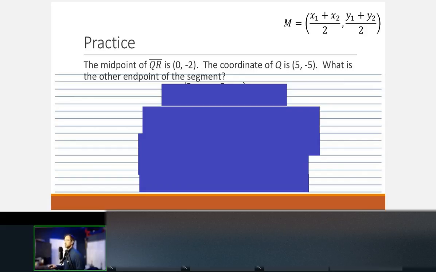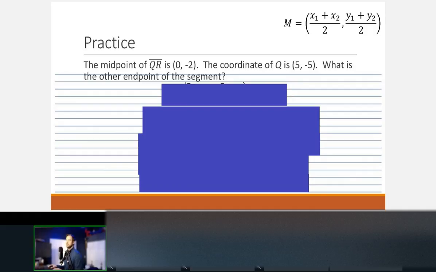All right. The question says, what is the other endpoint? So, what is the other endpoint? Go ahead and put your answer in chat. -5, 1. -5, 9. -5, 1. Yeah, I think -5, 1 sounds correct.